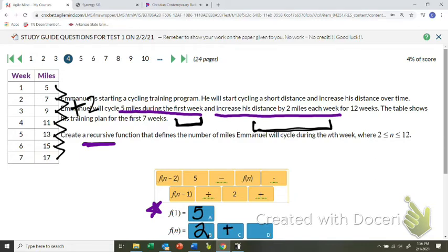Now, recursive. What does recursive mean? You have to know the previous term to get the current term. Okay? So look at your weeks. Are they increasing every week or every 2 weeks? Every week. So what has to go right here? f of n minus 1 or f of n minus 2? f of n minus 1.